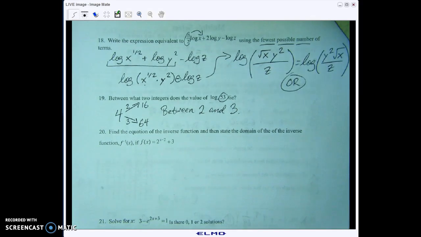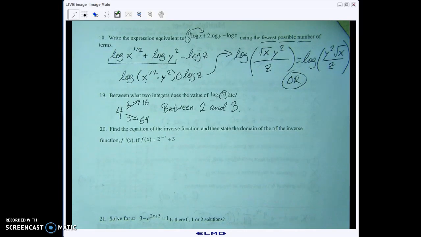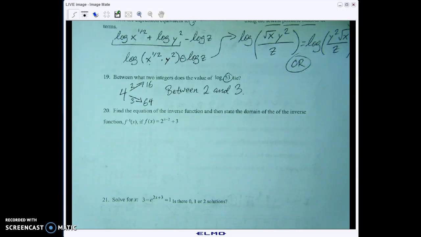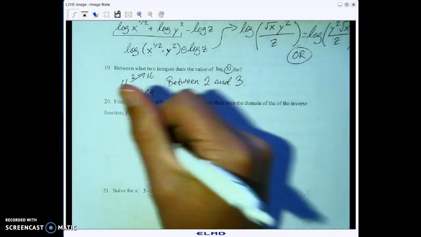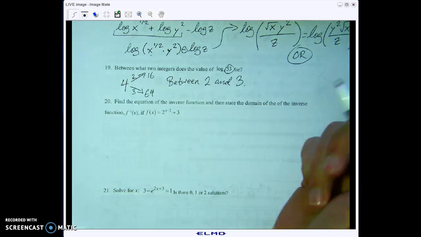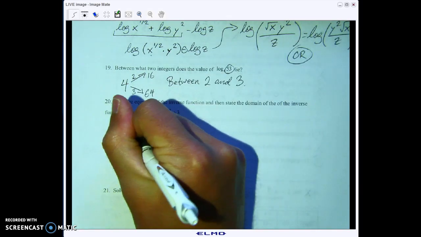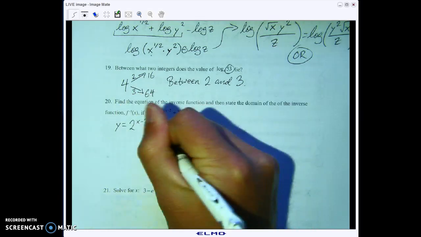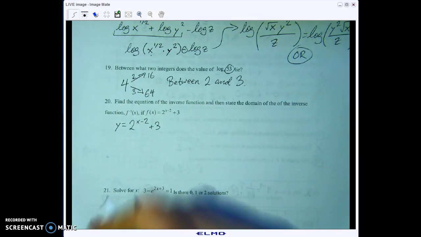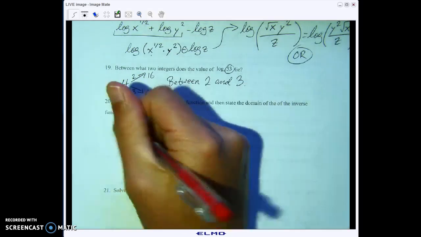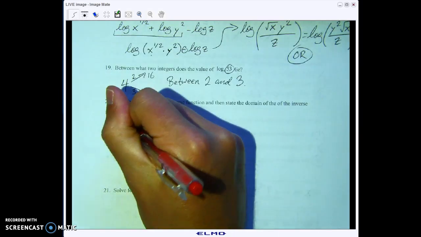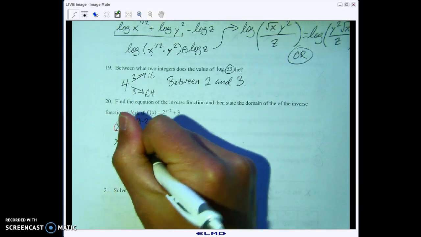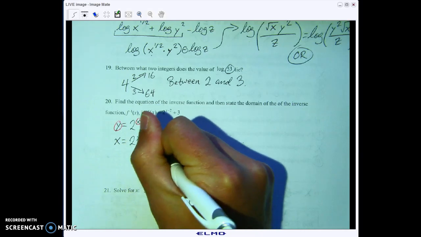Number 20 says find the equation of the inverse function and then state the domain of the inverse function. Okay, these I think are really fun because really it's just following a few simple steps where first we begin by rewriting the function. Instead of f of x equals, we're going to write that as y equals 2 to the x minus 2 plus 3. All right, and then we just switch the x and the y variable. We switch the y there with the x there, right? And we end up with x equals 2 to the y minus 2 plus 3.